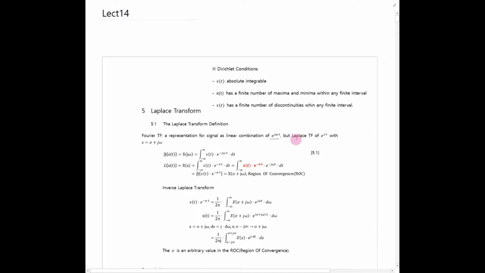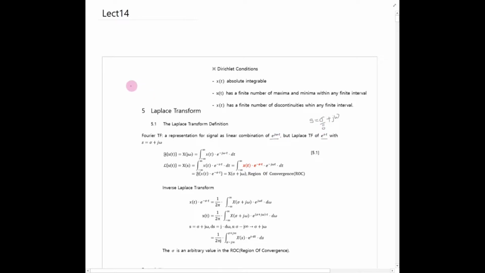What about the Laplace transform? In the case of the Laplace transform, we take the basis function e to the st. And here, the s includes the j omega. So s consists of a real part, sigma, and an imaginary part, j omega. So it's an extension of the Fourier transform. In the case of the Fourier transform, this sigma is 0. In the Laplace transform, if we take sigma as 0, then it becomes the Fourier transform.